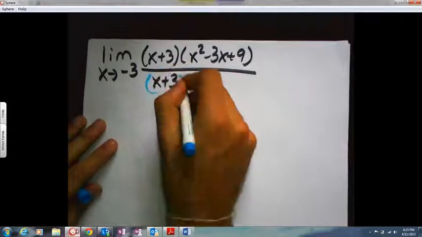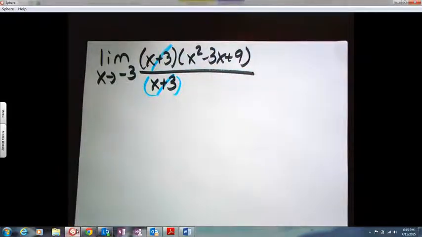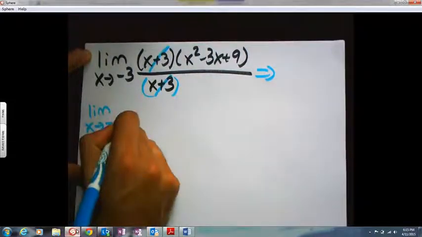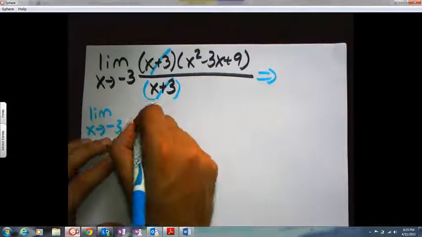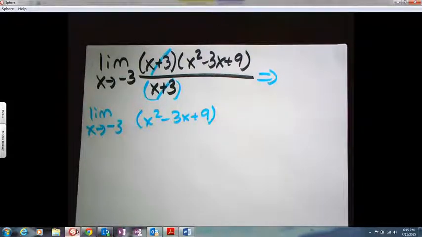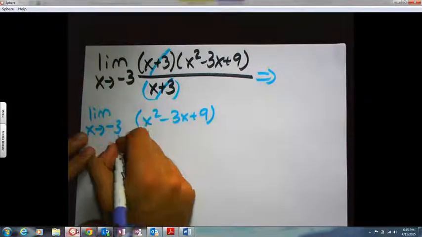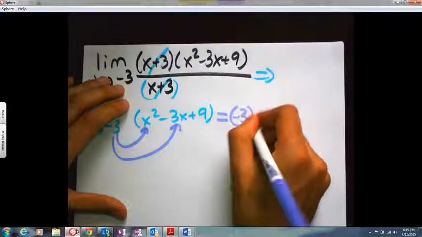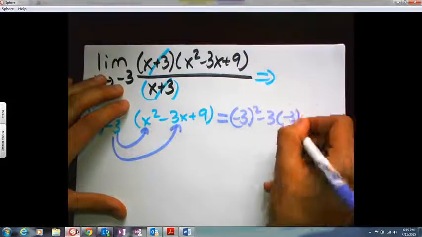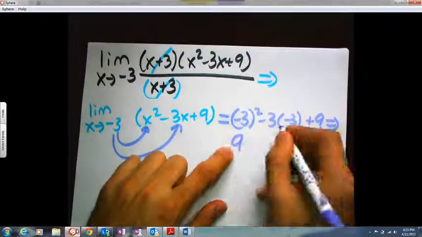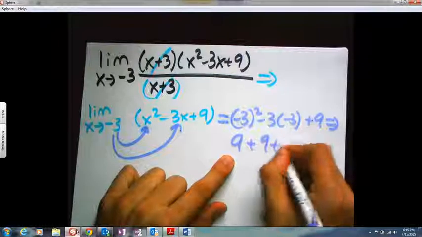this cancellation, so we get limit. Please make sure you have good notation, which means writing limit along the way. x squared minus 3x plus 9. Now we know we're not going to get 0 over 0, so plug this in. What do I get? -3 squared minus 3 times -3 plus 9. -3 squared is 9. -3 times -3 is 9, plus 9, which is 27.